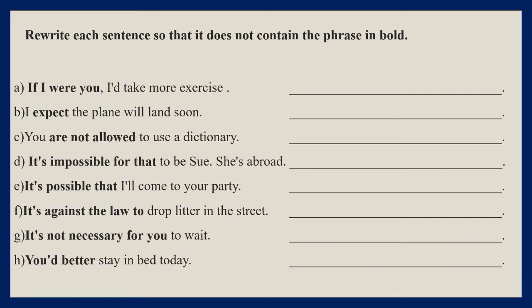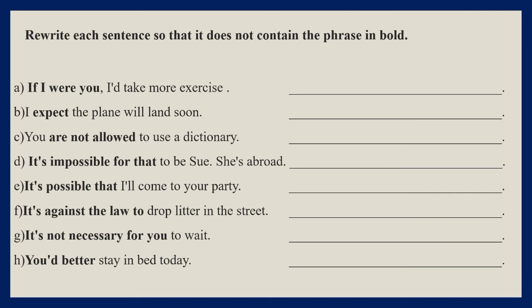And the last exercise, rewrite each sentence so that it does not contain the phrase in bold. Again, you can rewrite the sentences in any way you like, but definitely without the phrase in bold. It means you can add or remove anything else to the remaining of the sentence, but not the phrase in bold. A. If I were you, I'd take more exercise.